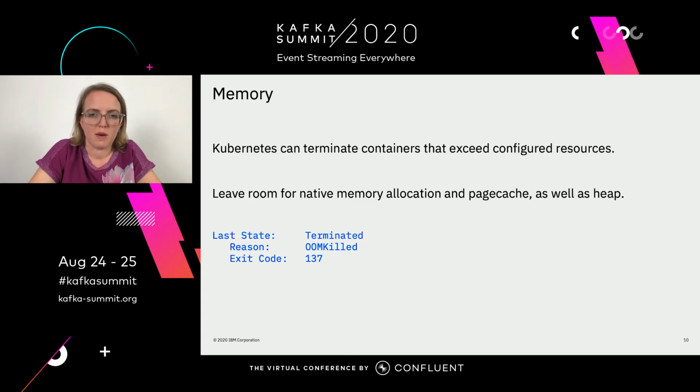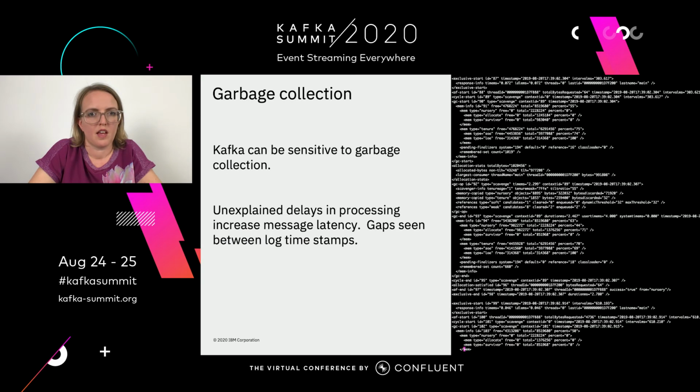So one of the things to remember here is just make sure that you've allowed enough space in your resource requirements for your container to make space for the heap, and then actually allow enough space for the native memory and the page cache space above that. Otherwise, you'll get these 137 restarts. Kafka can be quite sensitive to garbage collection. So if you're seeing unexplained delays in processing or latency or gaps in timestamps in the logs that you wouldn't normally expect, take a look at your garbage collection logs and just look for lots of garbage collection or delays happening there.